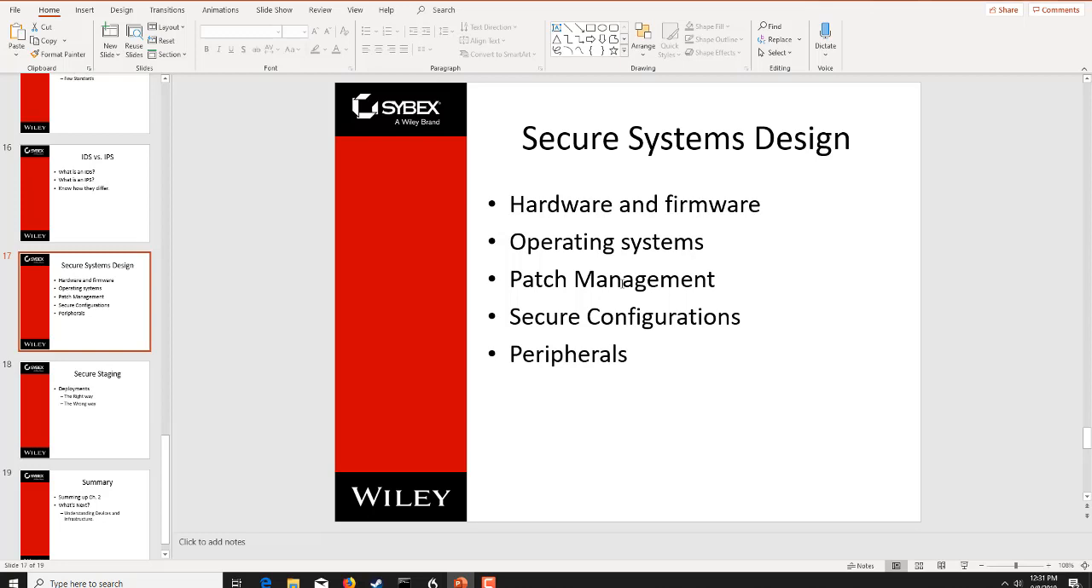If a patch fails, what do I do? How do I roll it back? How do I retest it? How do I communicate to the manufacturer? And it's not just Microsoft patches. There are other applications that have patches that we have to apply and roll out.